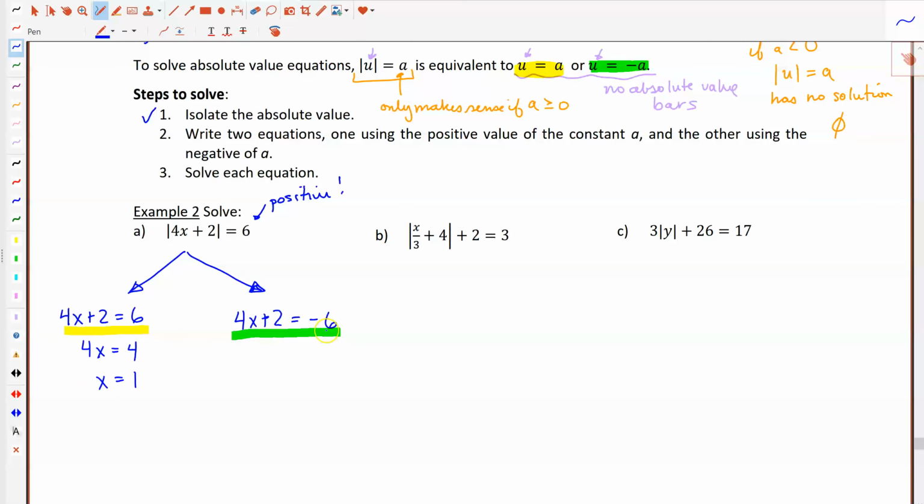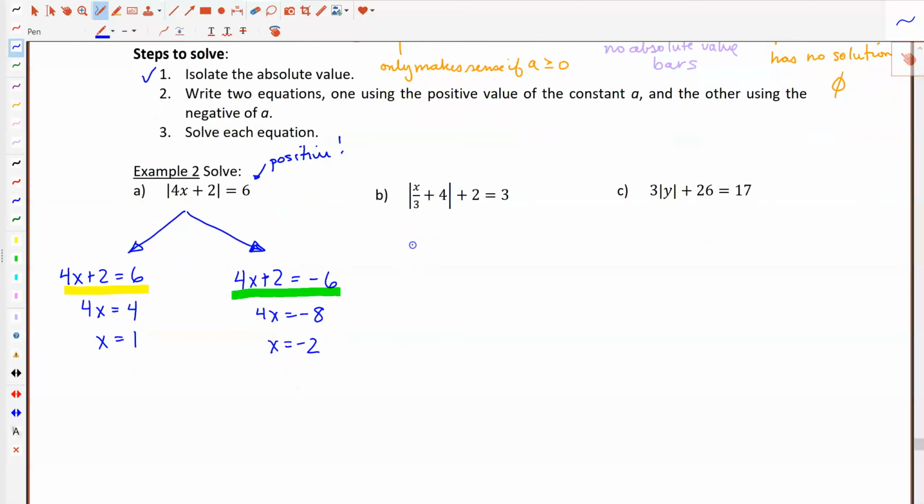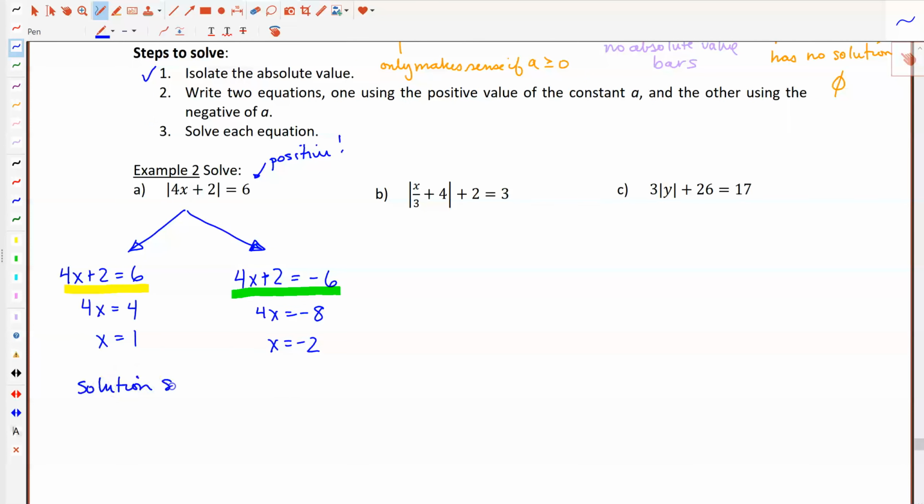For my second case, subtract 2 from both sides. We get 4x is equal to negative 8. Divide both by 4. X is equal to negative 2. So in this case, I have 2 solutions that, if I wanted to, we could write into a solution set. My set notation is going to use the braces, and then I'm just going to list what the values are that would make this equation true inside my set with commas in between them, and then just close my set.